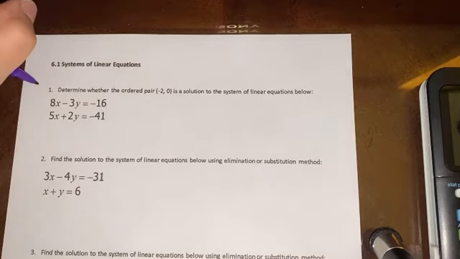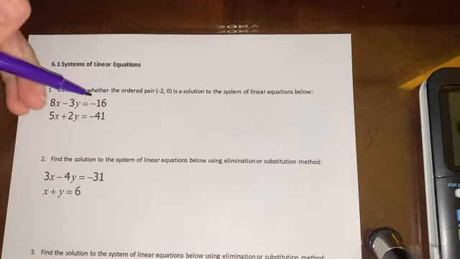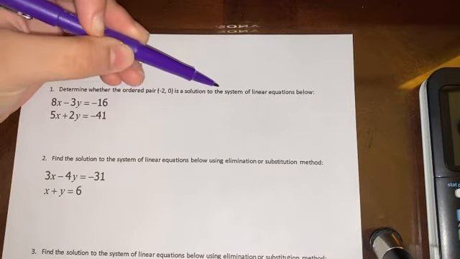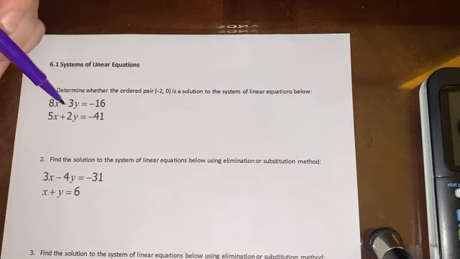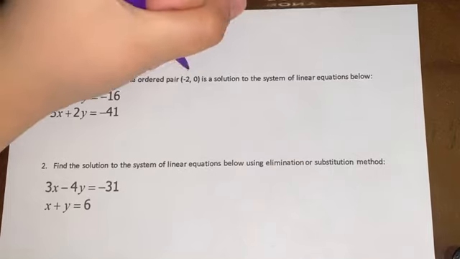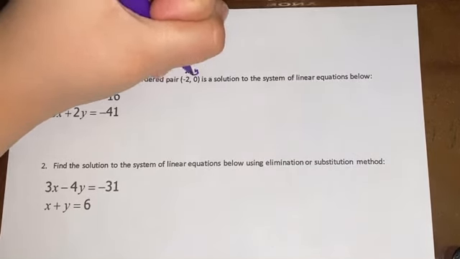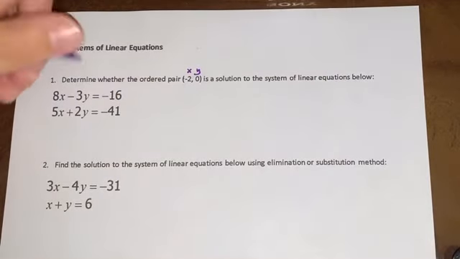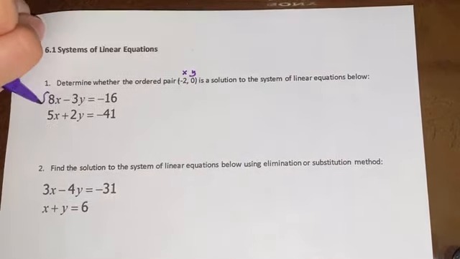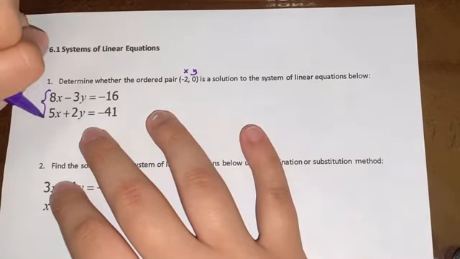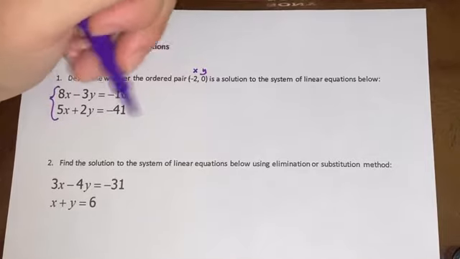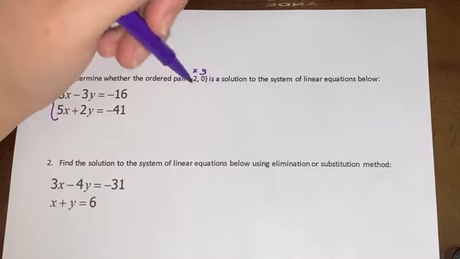For our first example, we will determine whether the ordered pair (-2, 0) is a solution to the system of linear equations below. So the first step that we usually do is write down our x and y. So -2 is our x and 0 is our y. What we're trying to find here is if these two equations are solutions to this ordered pair.